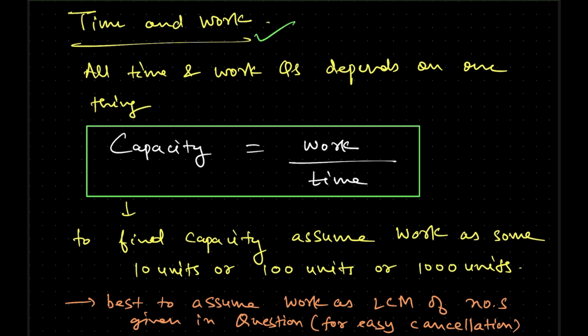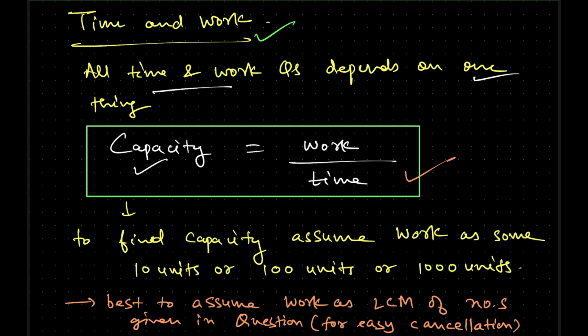Today let's see some questions on time and work. All time and work questions depend on one single thing, that is capacity. Capacity of doing work is work done divided by time taken. In most of the questions we will be finding the capacity, so it will make solving our question easier.